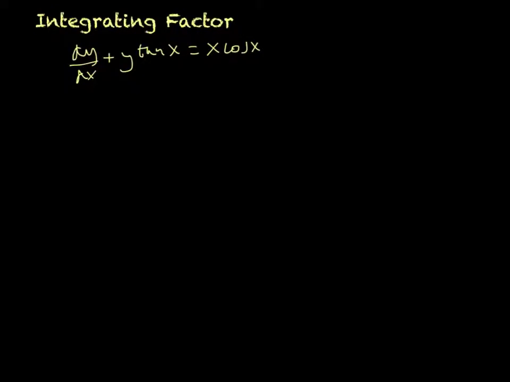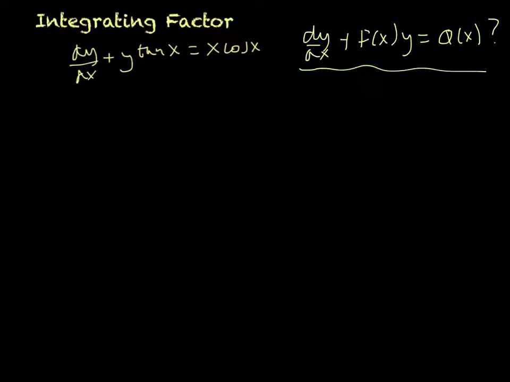We'll just quickly see how to use this, okay? So, how to use this. Is this in the form of dy over dx plus f of x y equals q of x? Yes, it is. It is in that form. So therefore, we can use our integrating factor method. First off, we need to know what is our integrating factor. We know that I of x from our proof is the same as e to the integral of our f of x, which here is tan x dx.